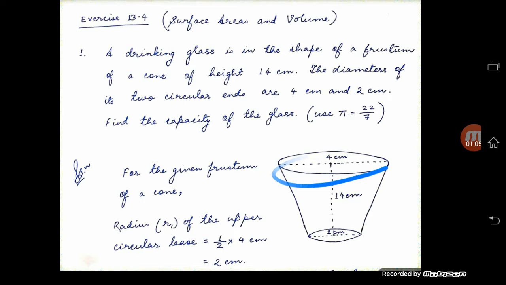And also you're given another condition where you have to use pi as 22/7. So you have to find the volume of this frustum of a cone. So let us proceed to the solution. So now let us write what are given. So for the given diagram, we have radius, take the capital circle radius as small r1. That means since diameter is given 4, r1 will be half of 4, which will be 2 centimeter.